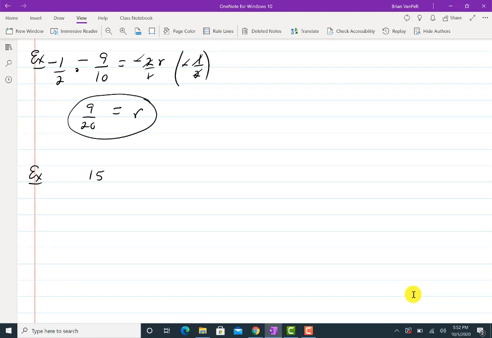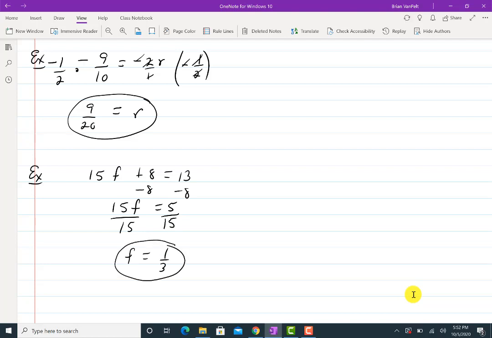Next we have 15f plus 8 equals 13. And this is a problem that you've been doing for a while now. Subtract 8. And then I can divide by 15. The 5 goes into 15 3 times, so I'm left with just f equals 1/3.